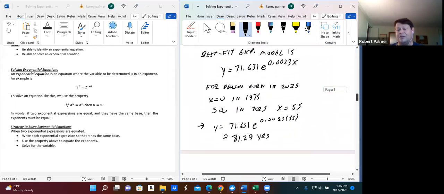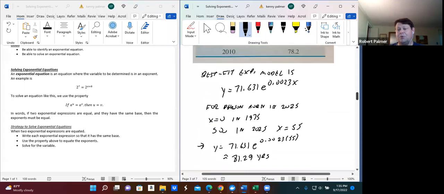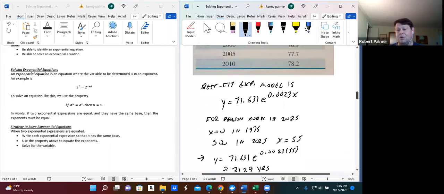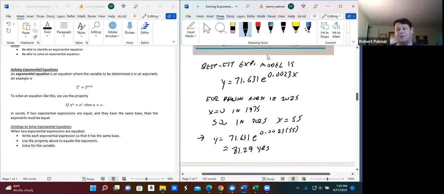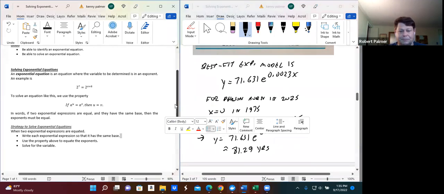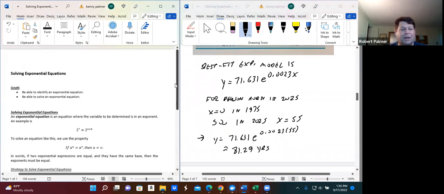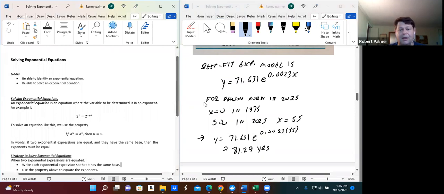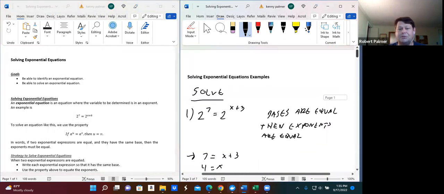But anyway, what that does, it suggests that a person born in 2025, using this mathematical model, this equation, this best fit exponential model, has a life expectancy of about 81.29 years. So what we've seen so far today is how to solve basic exponential equations, and also solve some application problems involving exponential expressions.